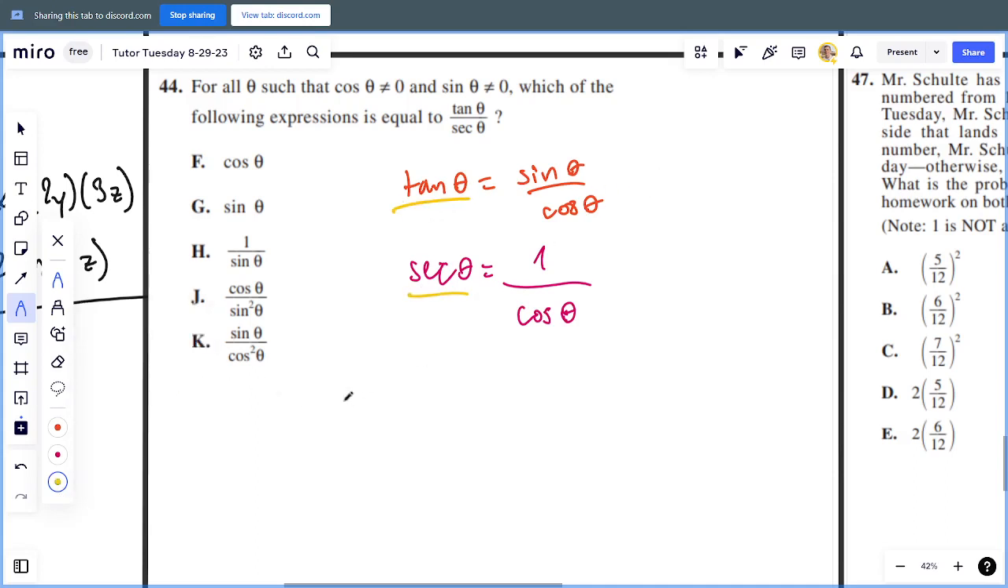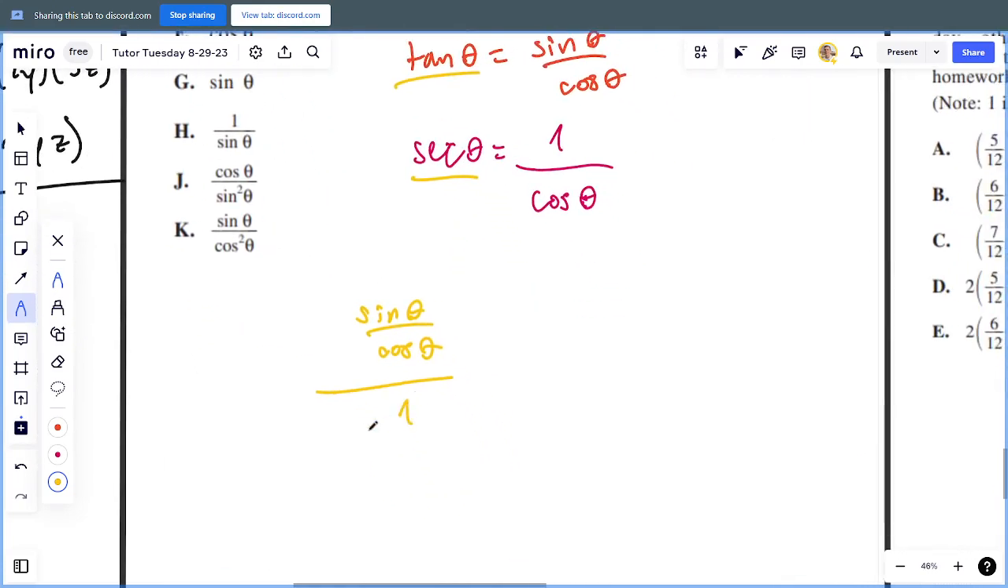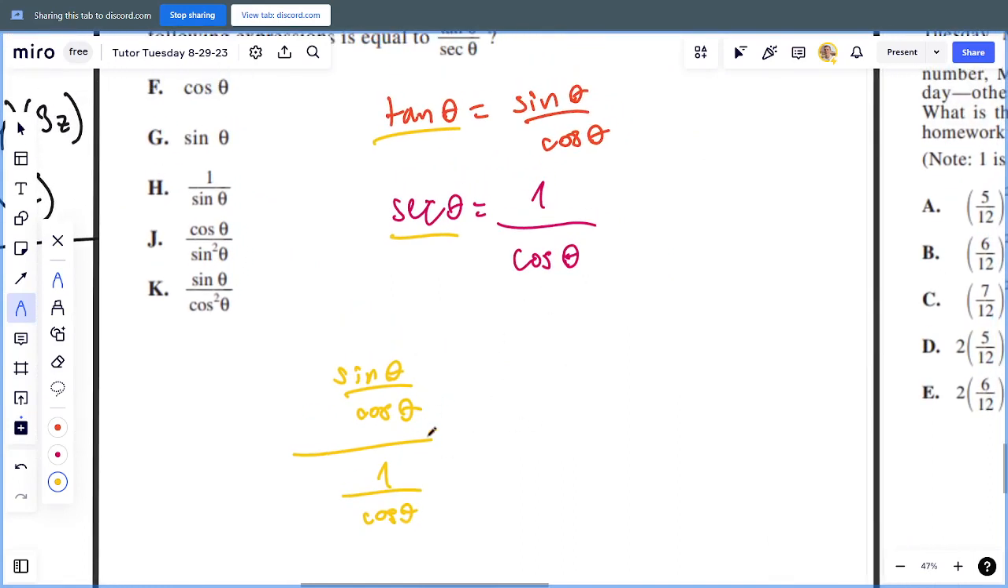Substitute in this and this. We get the numerator is sine of theta over cosine theta all over 1 over cosine theta. So I just replaced tangent of theta and secant theta. If you guys want, you know your KCF, keep it, change it, flip it, or maybe you're just good with fractions. I would rewrite this to make it a little bit easier for us to evaluate by multiplying instead of dividing and flipping that bottom fraction.